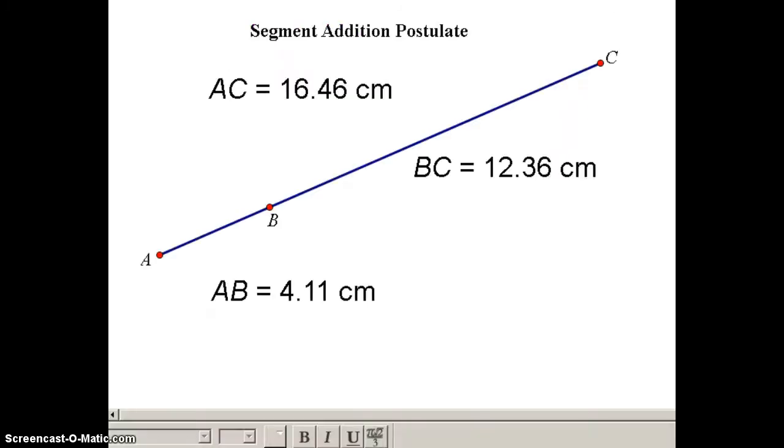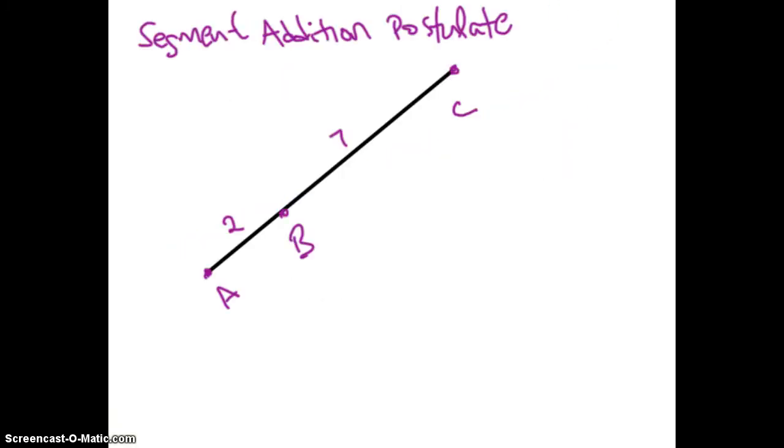A postulate or axiom in geometry is a rule that is accepted without proof. The segment addition postulate is a pretty basic idea, and that's why we don't need to prove it. What it basically says is that we can find the length of AC by adding up 2 and 7. If the length from A to B is 2 and the length from B to C is 7, then it follows naturally that the length of AC is going to be 2 plus 7, which is 9.